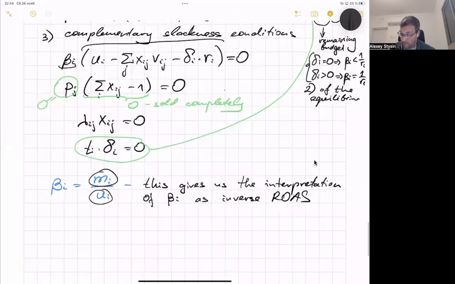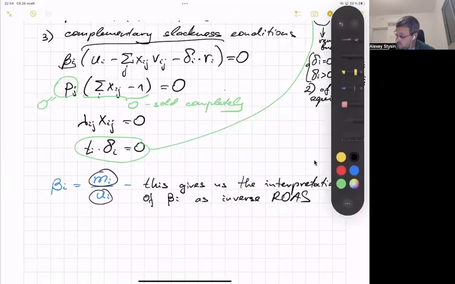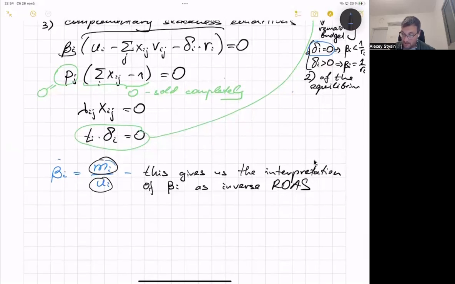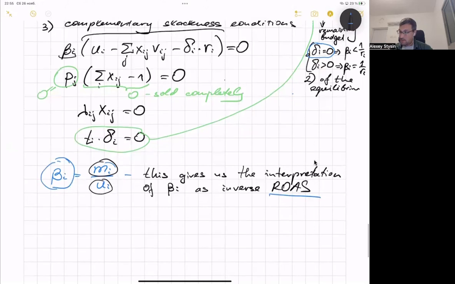something that we've seen here, that if we spend the full budget, the delta i would be 0, and this will be the money that we spend, and this is the utility that we get. So this gives us the interpretation of beta i as the inverse rho. All right.